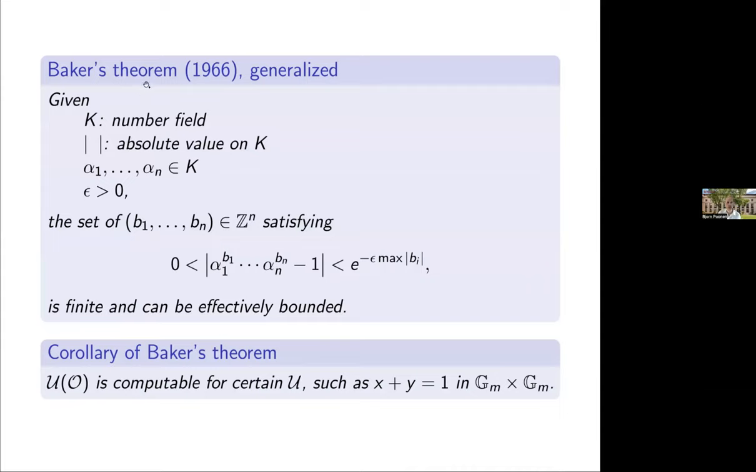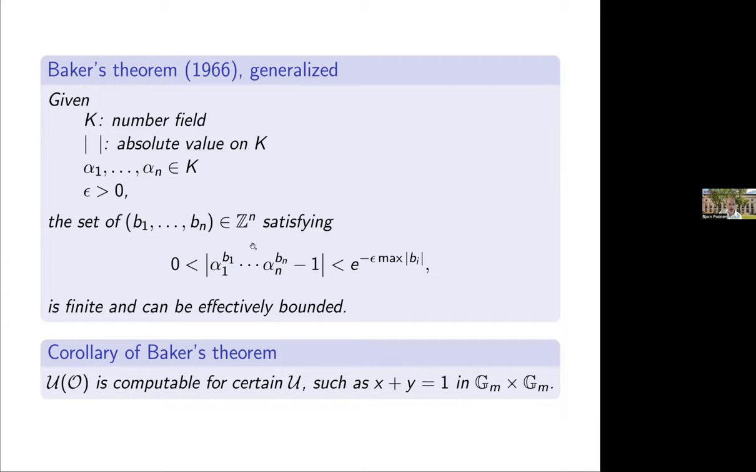So, Baker's original theorem. This theorem involves a choice of absolute value on a number field. There are probably people here who know the history better than I do, but I think Baker originally did it for an Archimedean absolute value, and then later it was generalized to arbitrary, also non-Archimedean p-adic, absolute values. Anyway, what does Baker's theorem say? This is the theorem on linear forms in logarithms. In this general version, you choose a number field K, you choose an absolute value on K, and you fix some n elements of K, which should be invertible, not zero. And then you fix a positive real number epsilon.